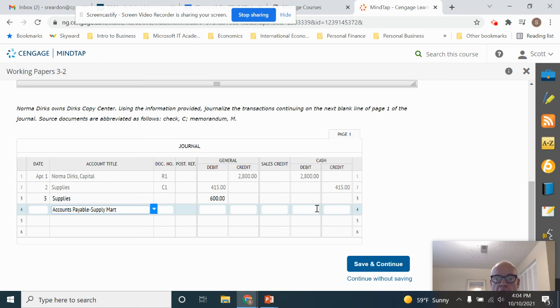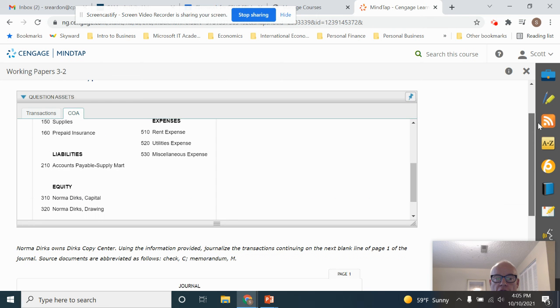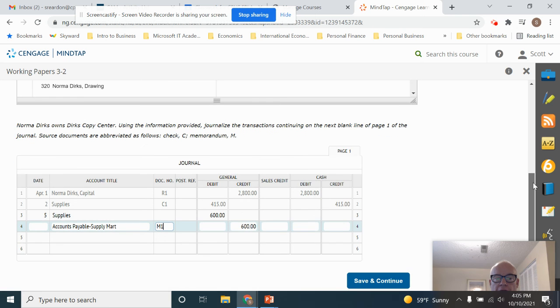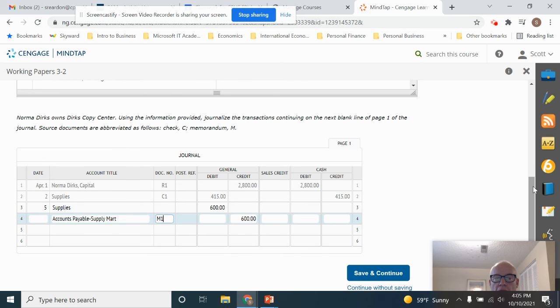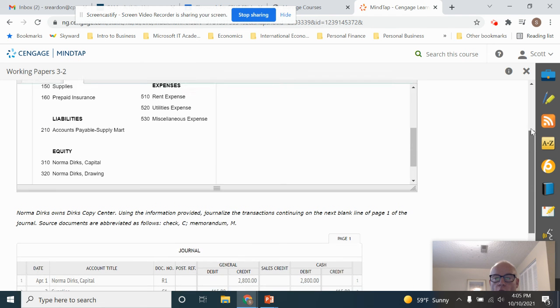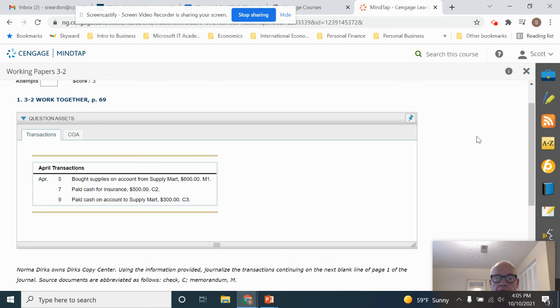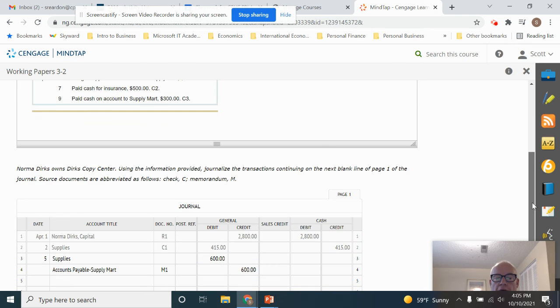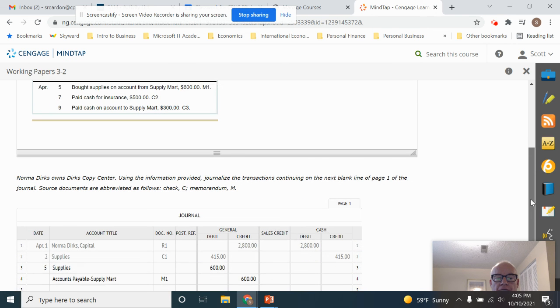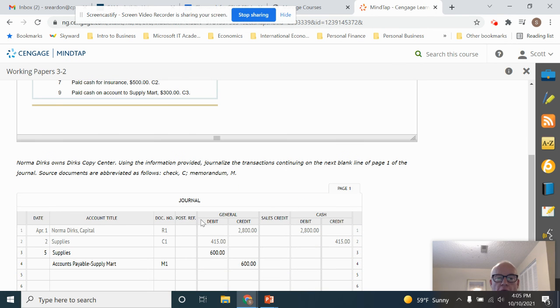There's the first clue. I'm going to credit it. Now, see, I went over to cash credit. Bad. I don't have a special column for accounts payable, do I? There we go, $600 credit. Don't forget to put the source document, M1. What were the instructions again? Source documents are abbreviated as follows: check, memorandum. Yeah, it was M1. That's right. And I got that as a 5th. Remember, I don't have to put the 5th again because I already put it once.